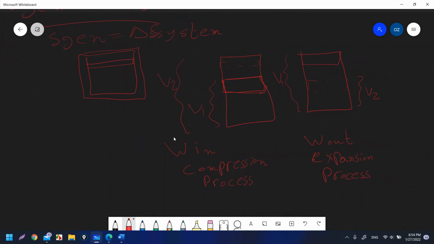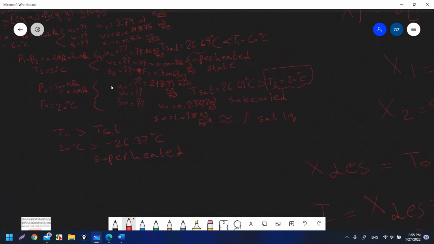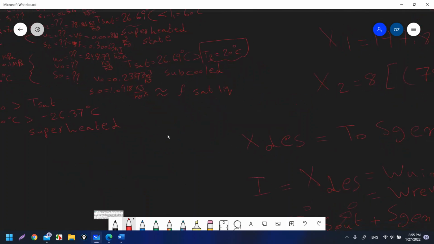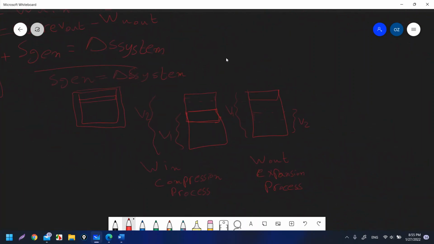Okay, in this question we can see the values of V1 and V2. V1 is 0.0348, but V2 is 0.0030, 3 zeros for V2. So V1 is larger than V2. If V1 is larger than V2, it means it is a compression process, because the volume V1 was a large volume, then it becomes a small one, V2. So it is a compression process, not an expansion process.